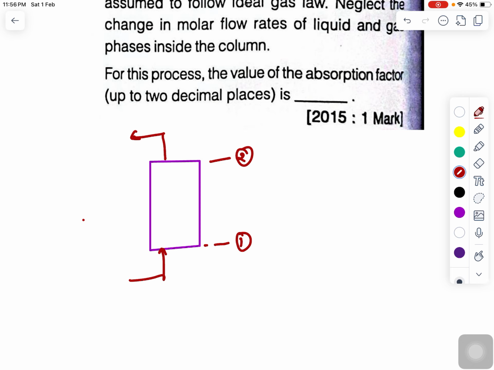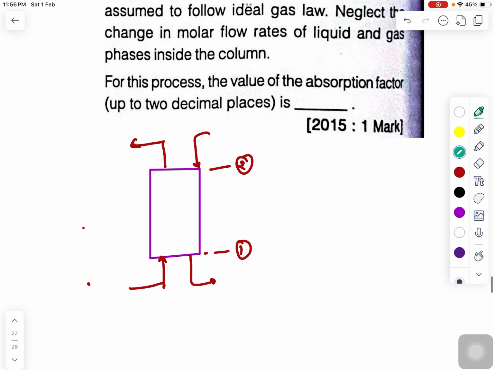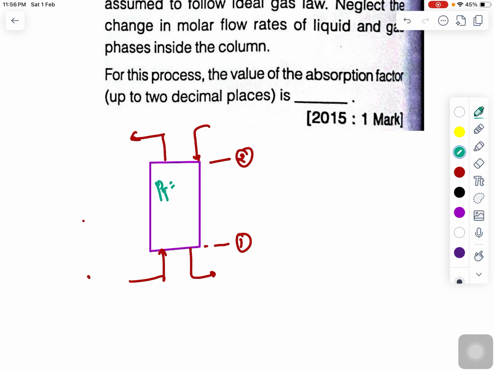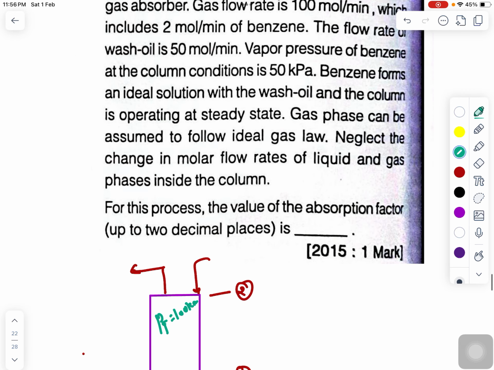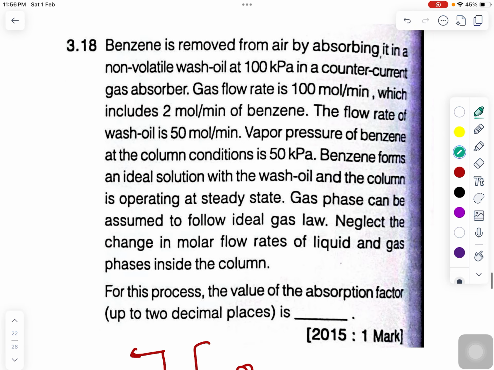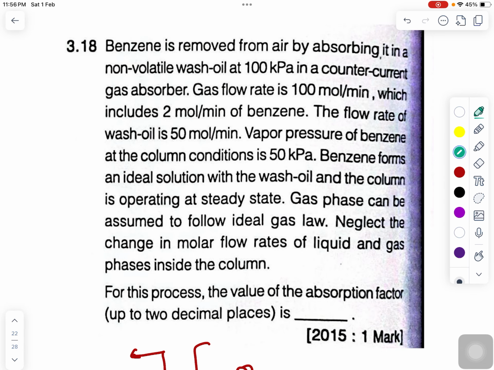So obviously, here wash oil is being used. Okay, so here you can see the total pressure of this system. Pressure is 100 kilopascal, and you can see the flow rate of wash oil is 50 mole per minute. Before that you can see the gas flow rate is 100. So the gas flow rate will contain obviously benzene and air.